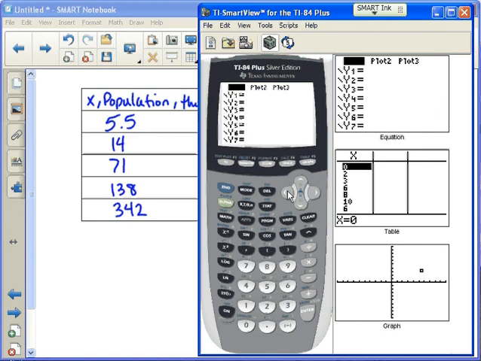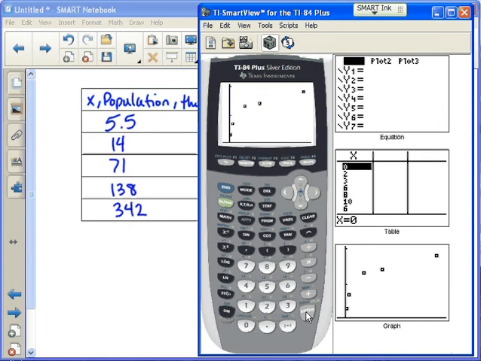Yep, zoom 9 is zoom stat. So you hit enter, and that will automatically format your window for you. Okay, so we have to ask ourselves, does this look more like a logarithmic regression or more like an exponential regression? Well, let's just do both in case you're not sure. It should be obvious if you know what those two graphs look like, which one it looks more like, but if you don't know, then let's try it.